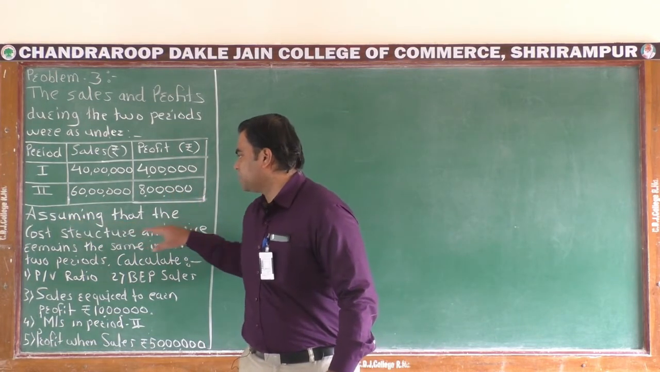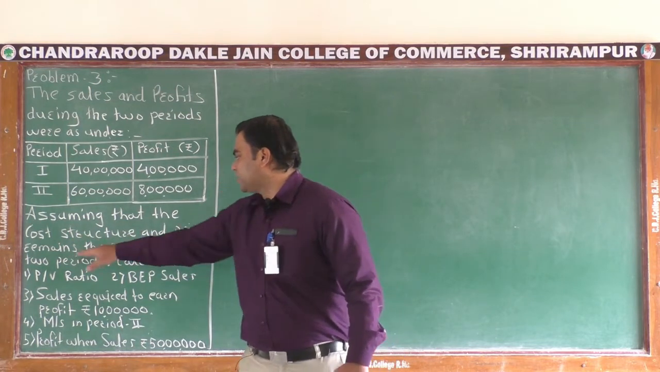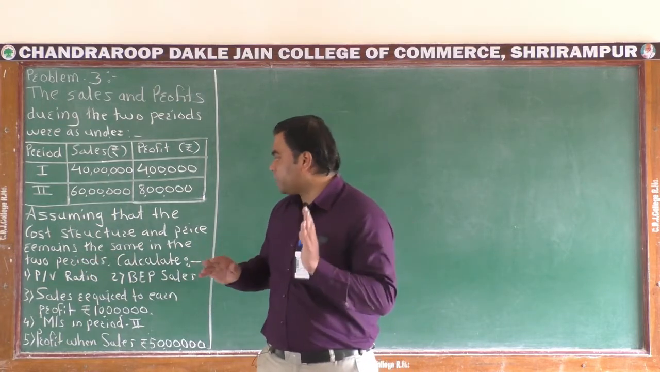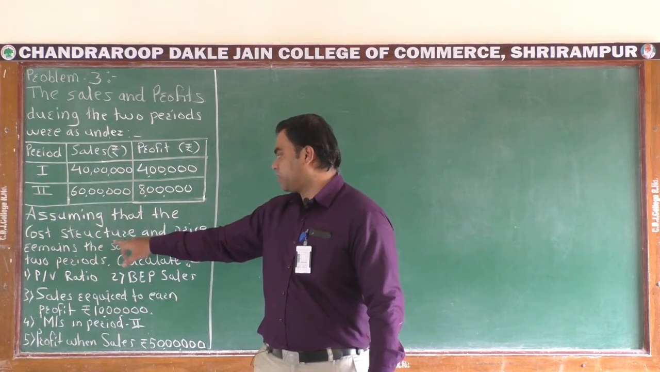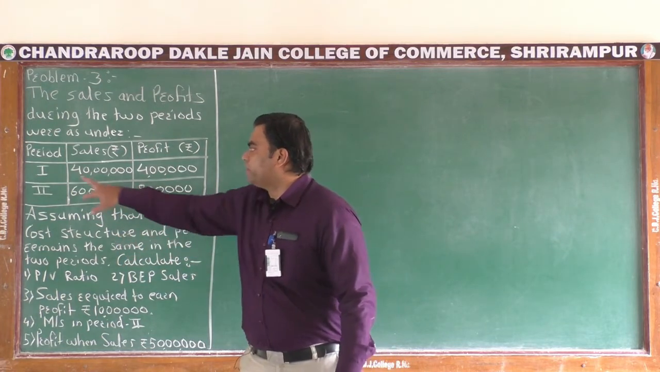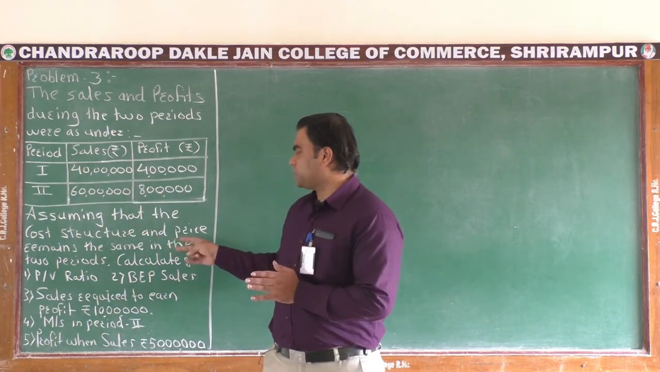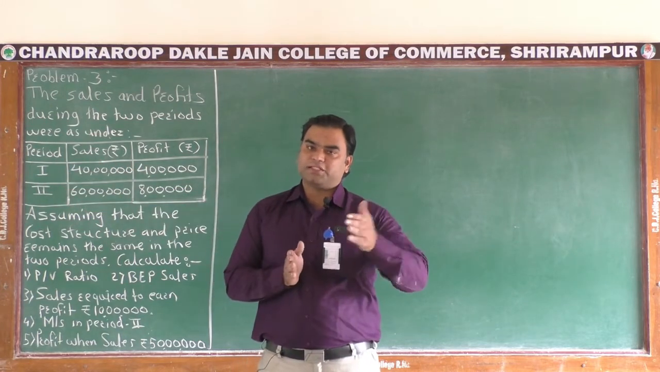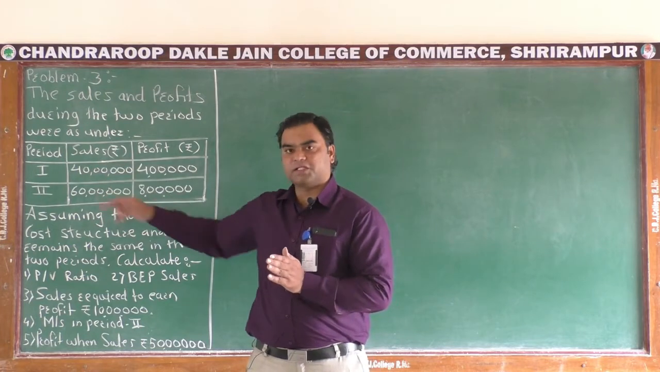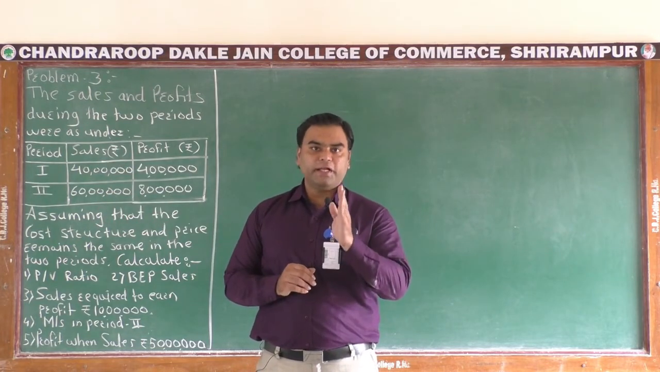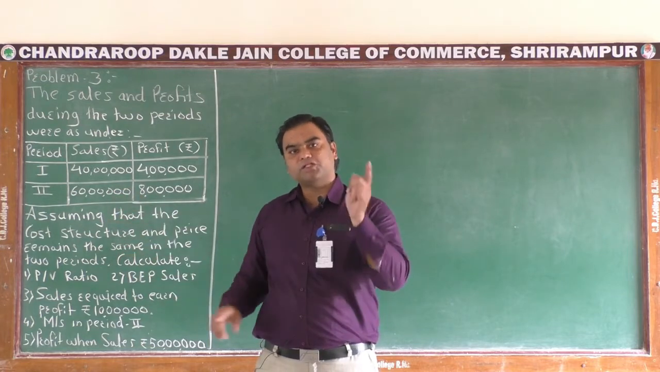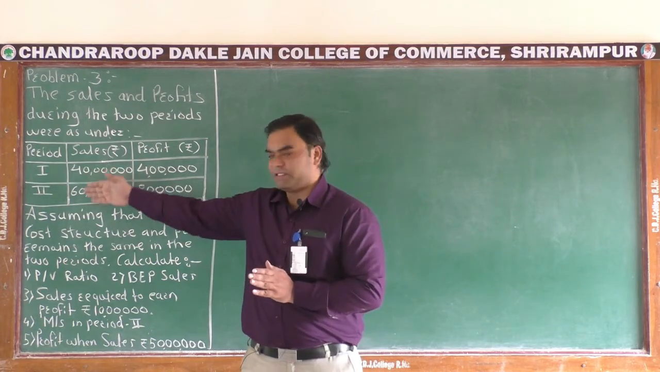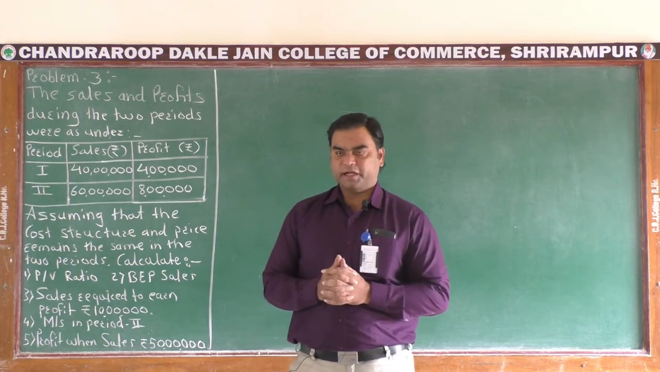Then assuming that the cost structure and the price remains the same in the two periods, means we have to assume that the cost structure and price is same during these two periods. So cost structure is same and selling price is same in period 1 and 2. So cost structure is same, means fixed cost in these two periods will remain same. Per unit variable cost in these two periods will also remain same, and the selling price per unit will also remain same in first and second period.